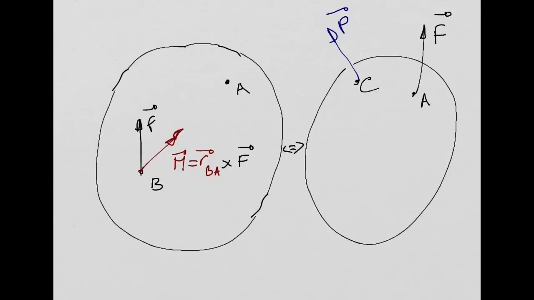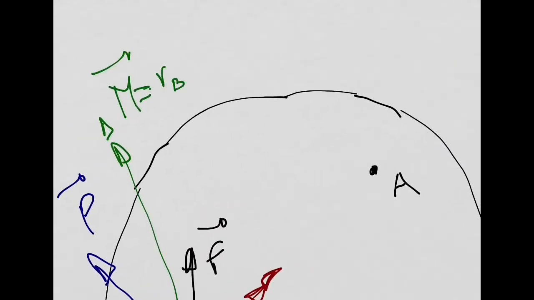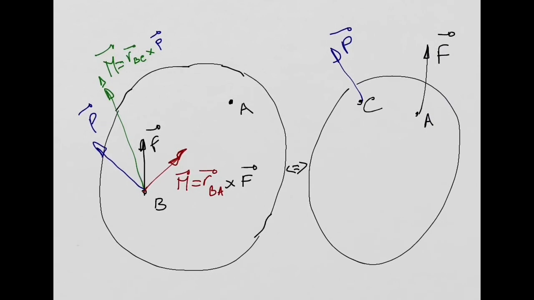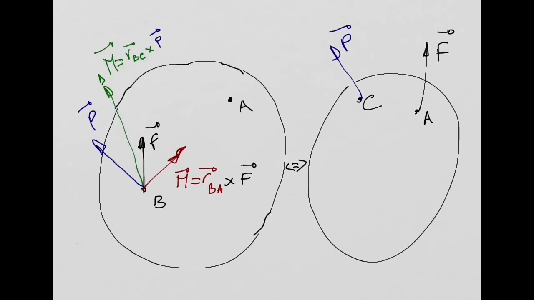I'm going to do the same for this force at point C, force P. So I'm going to include a force P here. This is my P. It's the same force as I have at point C, but I need to add a couple. I'm going to put it now in green. And this couple, M in green, is going to be equal to my position vector connecting point B and C, cross product with my force P. Right?